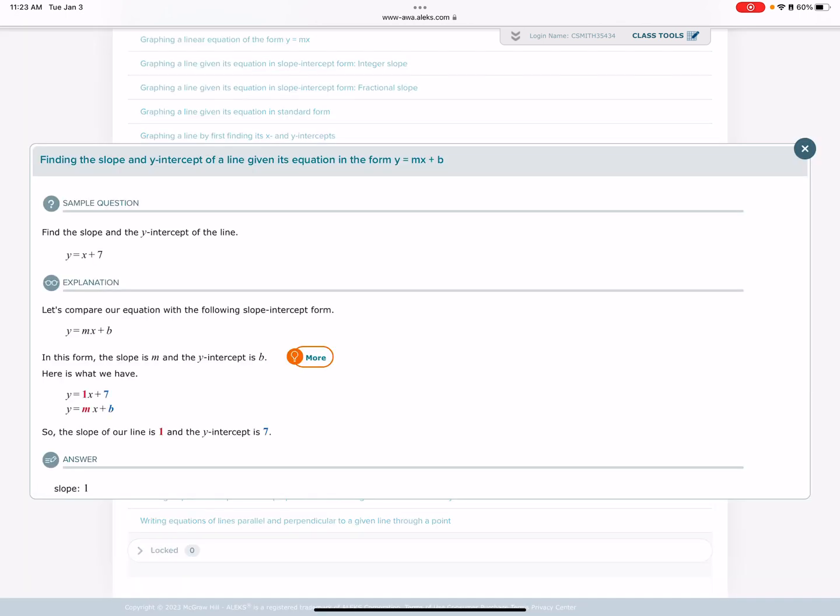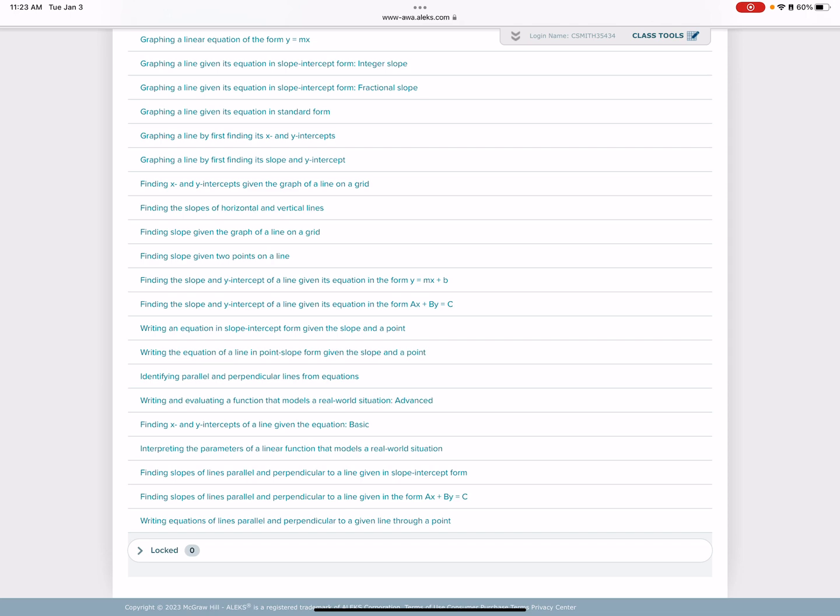Finding the slope and y-intercept of a line given its equation, y equals mx plus b. This one is already in y equals mx plus b form, so you just take the number that is in front of x. If there's no number in front of x, we can assume there's a placeholder of 1, because 1 times x is equal to x. So the slope is 1. And then plus 7 means b would be 7, because that is my y-intercept.